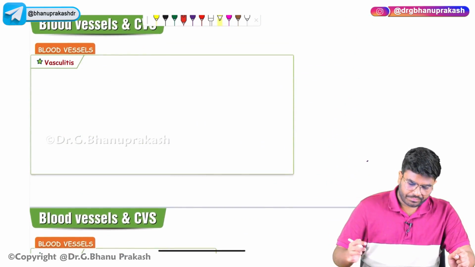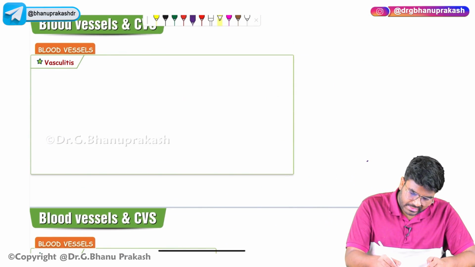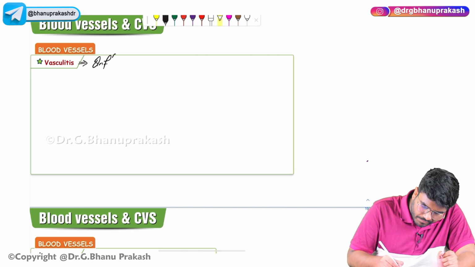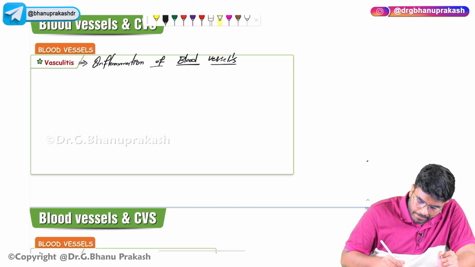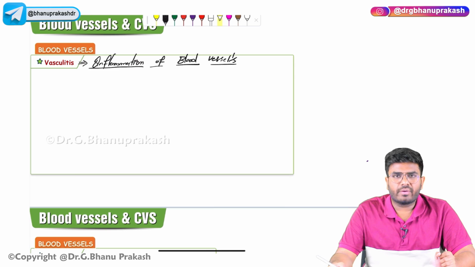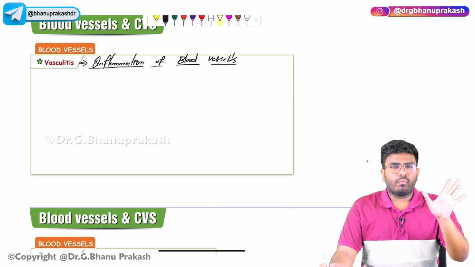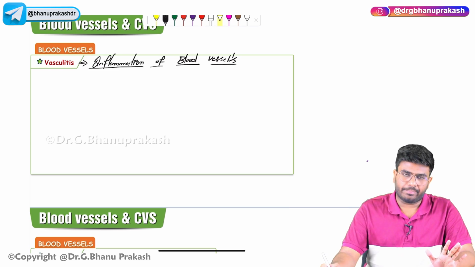Now let's begin with the first topic in the vascular disorders. The first topic is vasculitis. What is vasculitis? Vasculitis is inflammation of blood vessels. Now why exactly vasculitis? Why is there inflammation of the blood vessels? We don't exactly know the reason. The reasons are idiopathic. For most of the vasculitis, we know certain associations, but we don't know the exact reasons why vasculitis is happening.